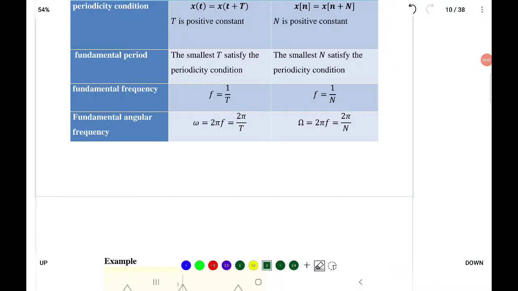Hi everybody, that's the second session for classification of signals. In this video, we're going to explain the periodicity condition of a signal.